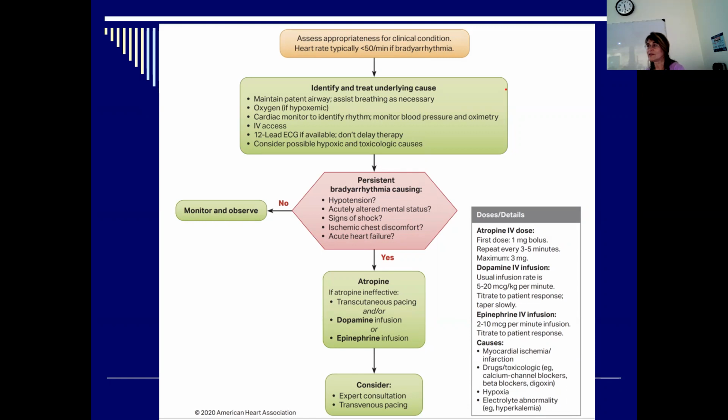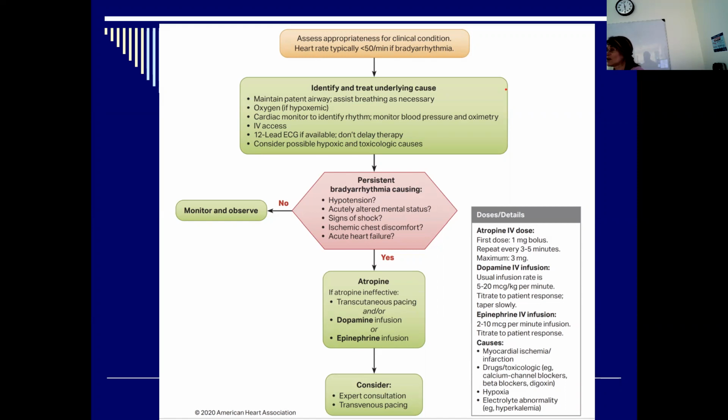So looking at the ACLS protocols, it looks like they're treating O2 sats that are less than 94%, which would mean 93%, which is a little bit higher than what we're used to. I've been telling you all semester, keep your sats between 92 and 98. That way you're not over oxygenating, you're not under oxygenating according to the oxygen dissociation curve. You're giving enough oxygen to keep the hemoglobin saturated. So 92%. Now in ACLS, I'm seeing less than 94%, start the patient on oxygen. So that would be a 93% saturation.